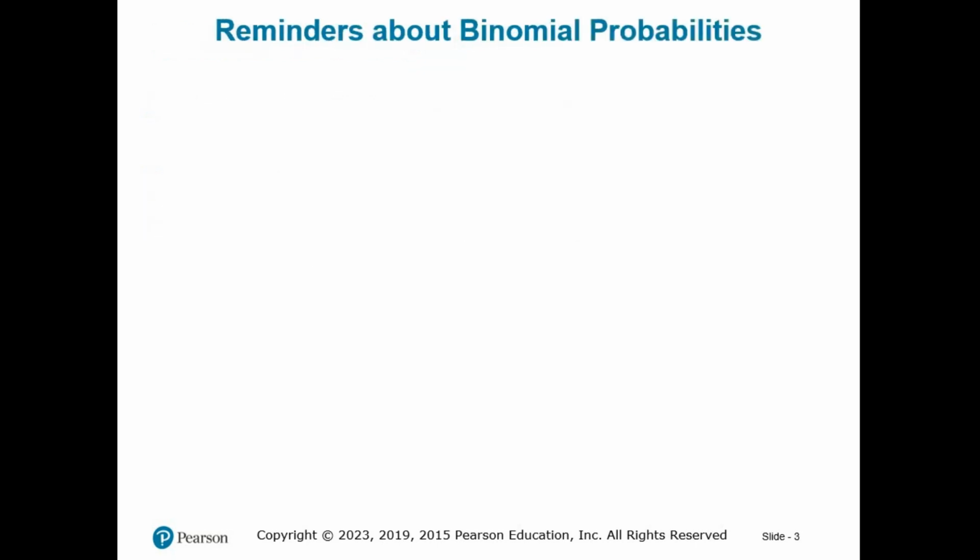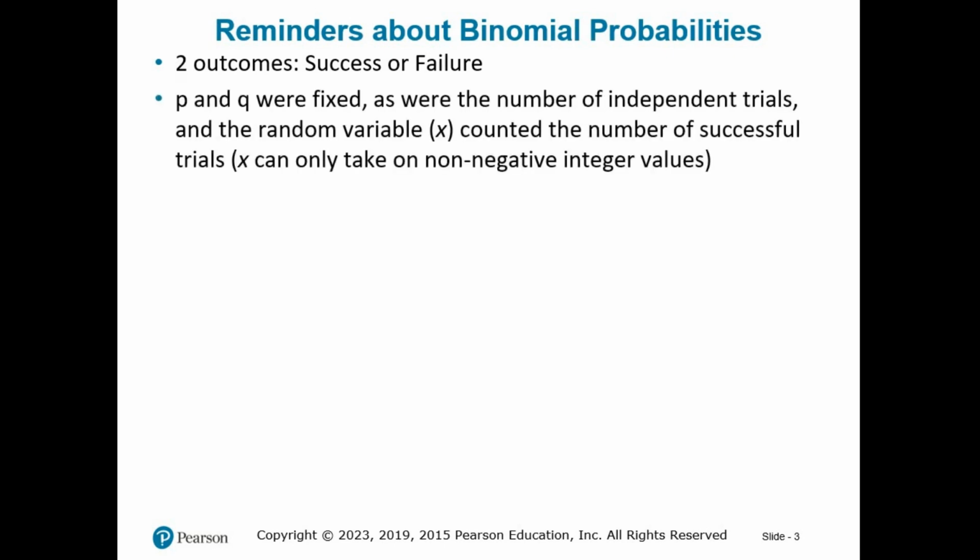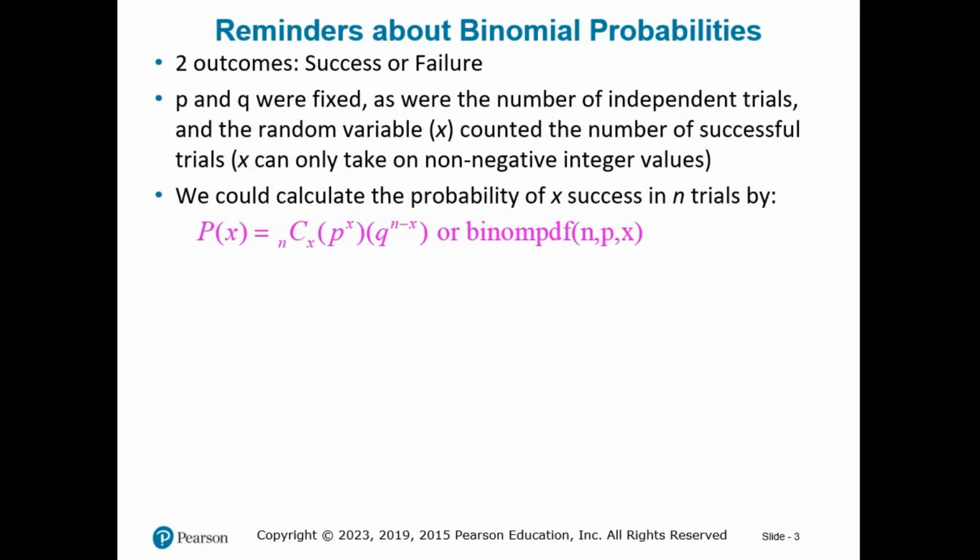We'll start with a review of what we know about binomial probability experiments. We know that they must have only two outcomes, a success or a failure. We know that p and q are fixed and they're independent trials. We also know that the random variable x counted the number of successful trials and that x could only take on non-negative integer values. And we use this probability formula to solve them.